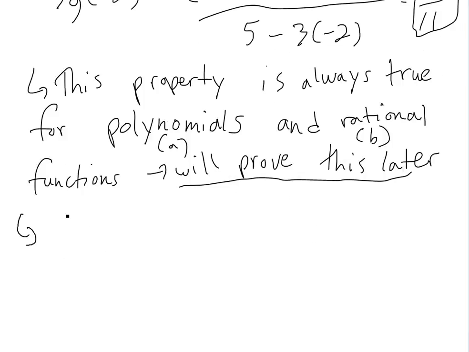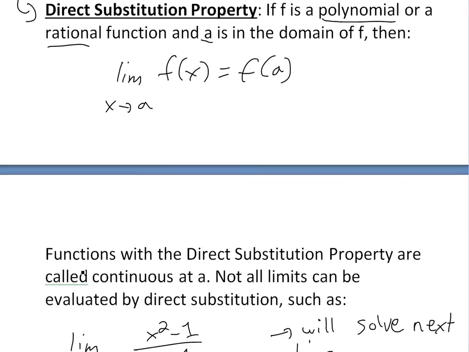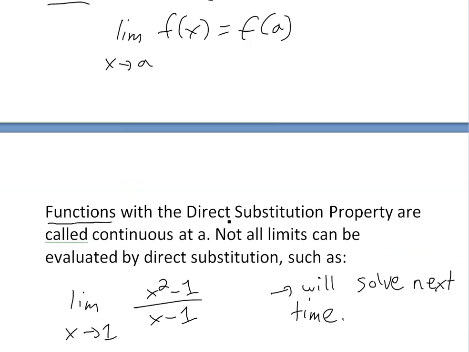In general, I'll write down this property. The direct substitution property states that if f is a polynomial or a rational function, like the above two equations, and a is in the domain of f, so f is defined at a, then the limit as x approaches a of f of x equals f of a. A being in the domain means it's continuous, and functions with this direct substitution property are called continuous at a.